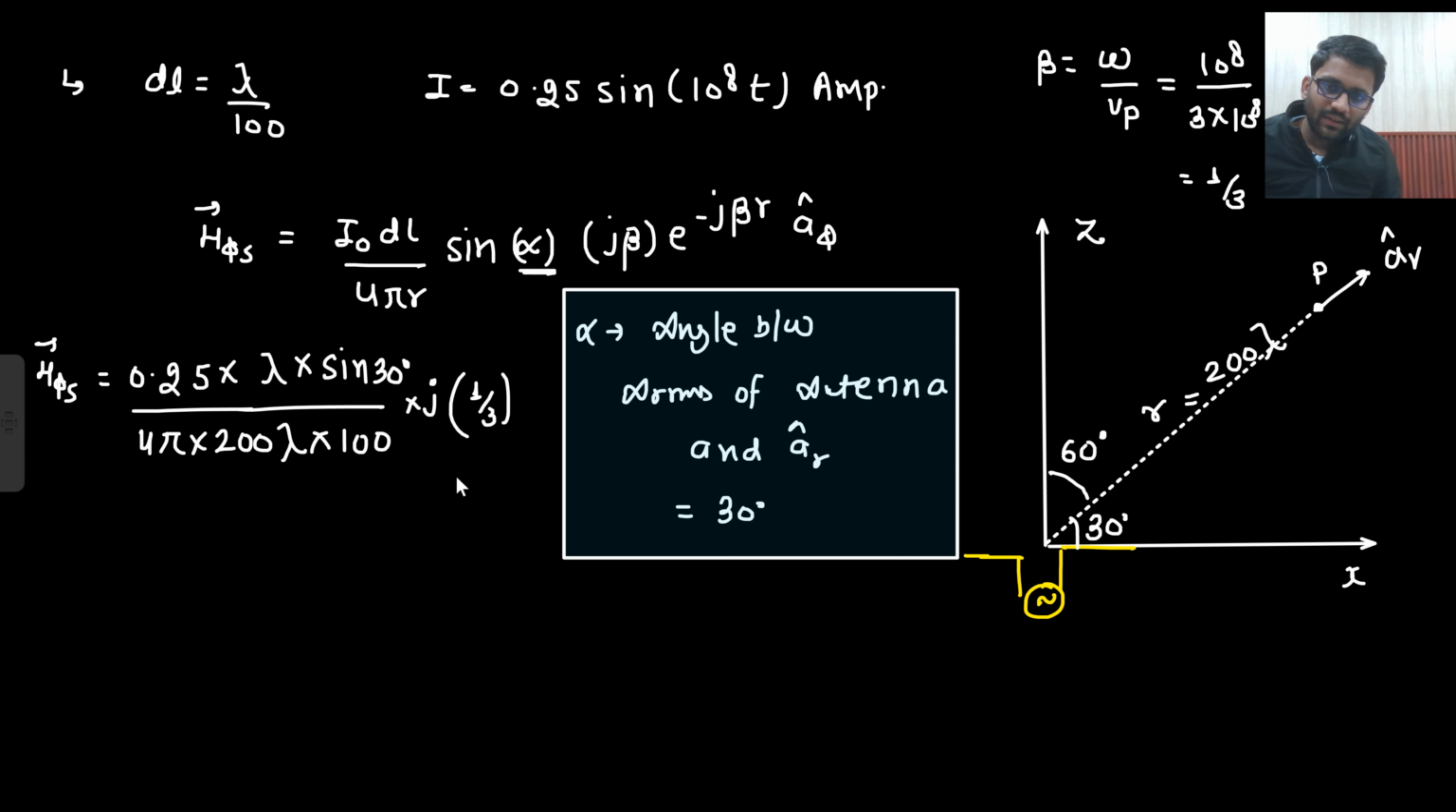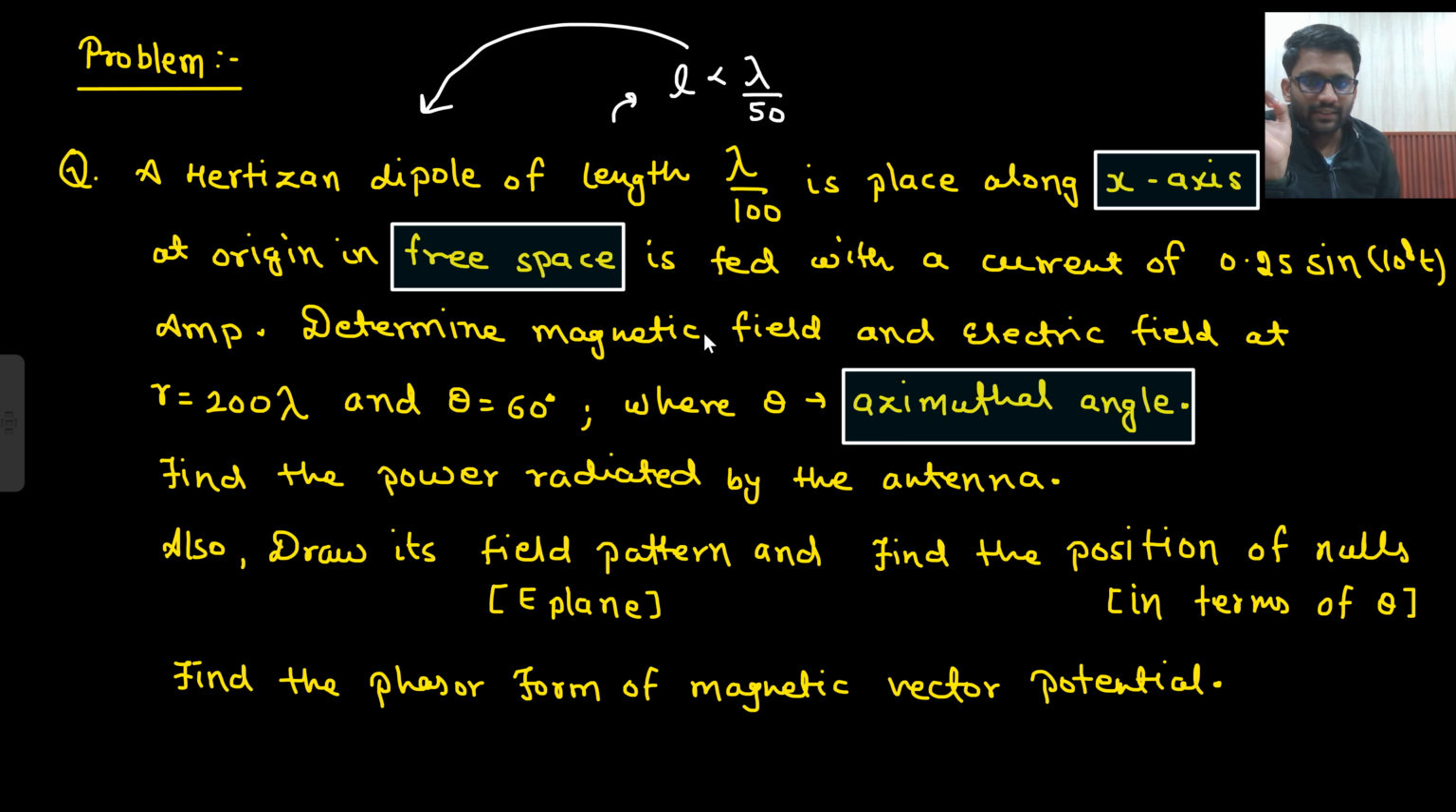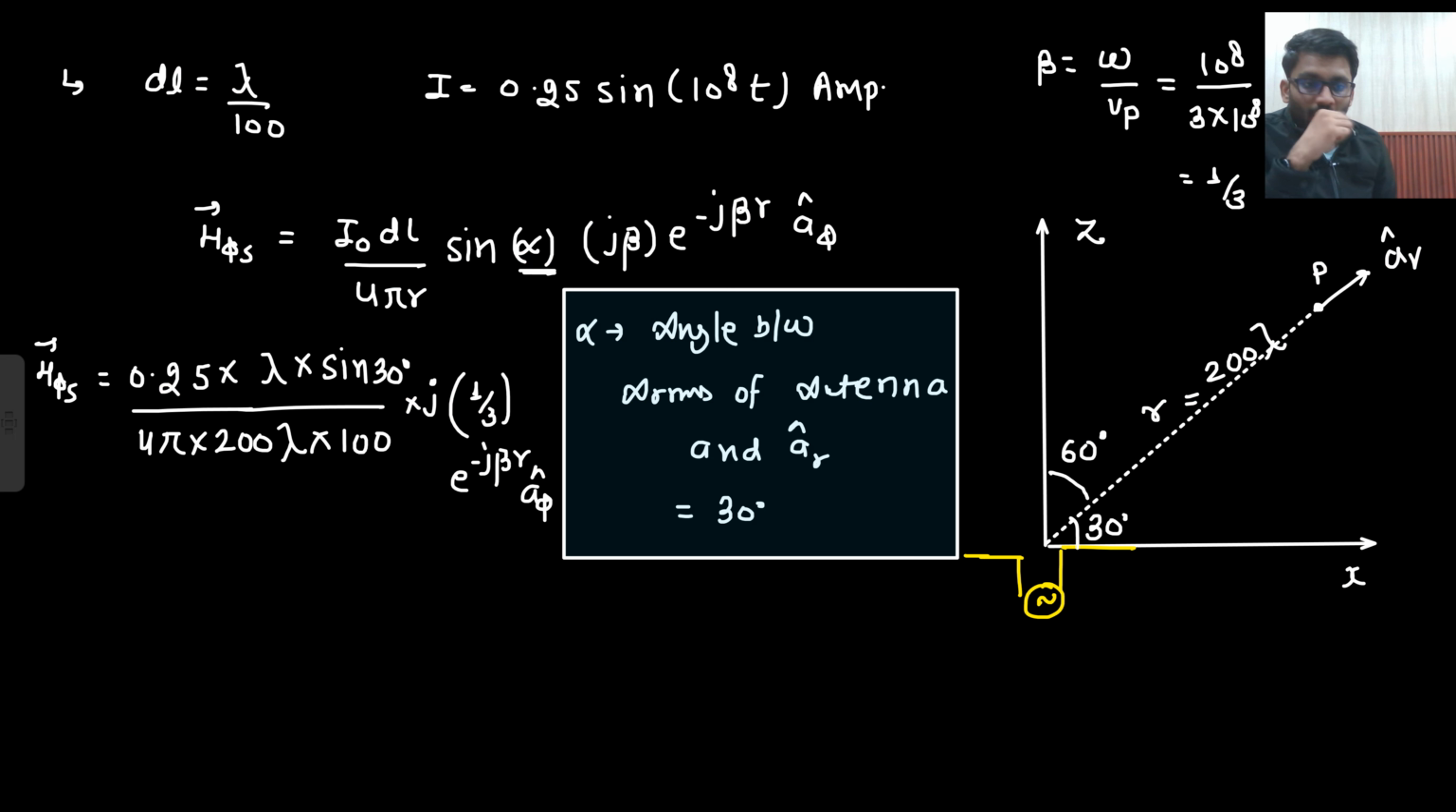j into 1 by 3 e to the power minus j beta r a_phi cap. Here they are asking me the magnetic field expression. They are not only asking the phasor form, they are asking the complete expression. Okay, just a minute. Sorry for the interruption, a call came in between. So now I need to solve all this. Lambda will get cancelled. Sin 30 is 1 by 2, and this is 1 by 3 only. So when I solve it, 0.25 into 1 by 2 into 1 by 3 divided by 4 pi divided by 200 divided by 100.